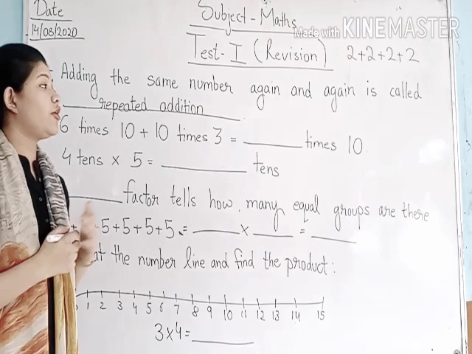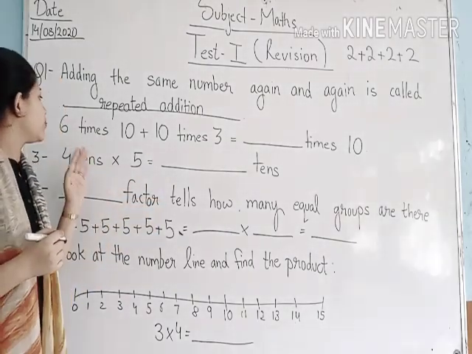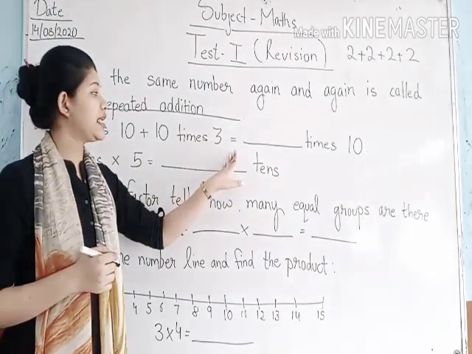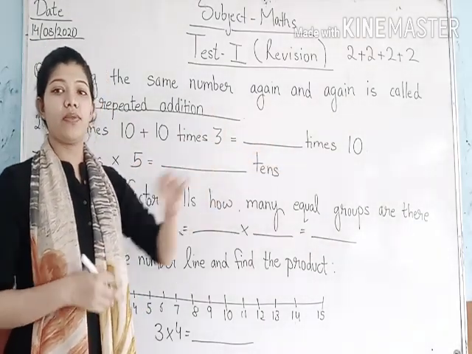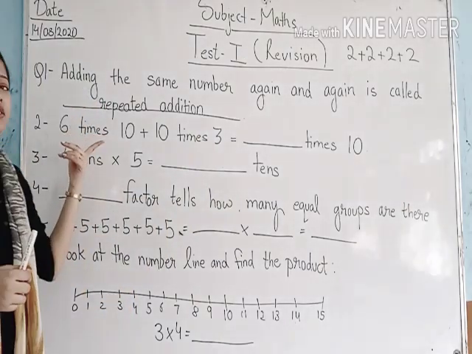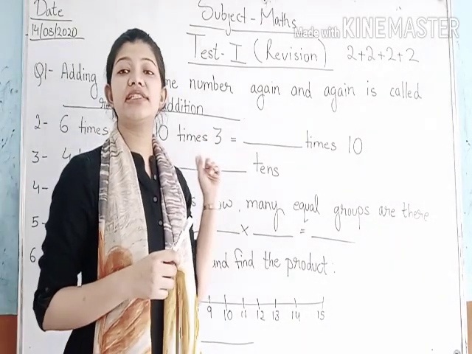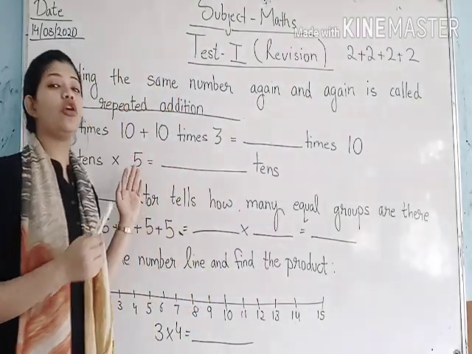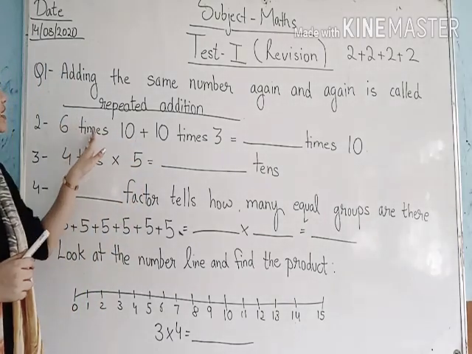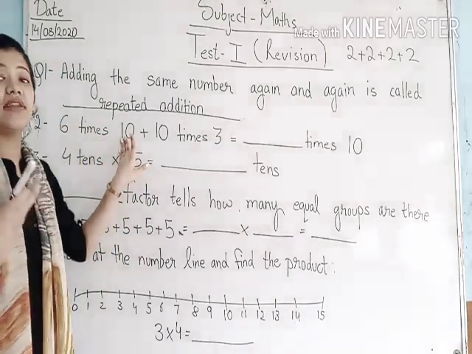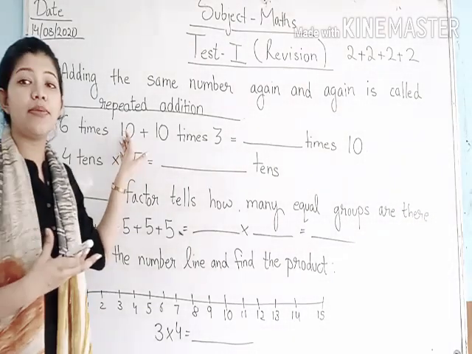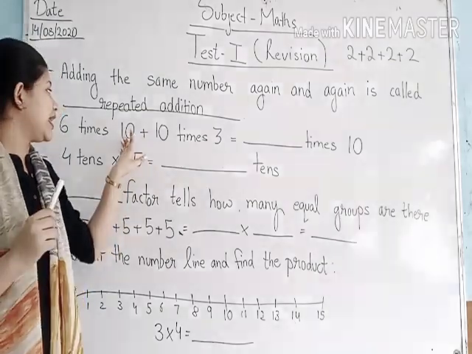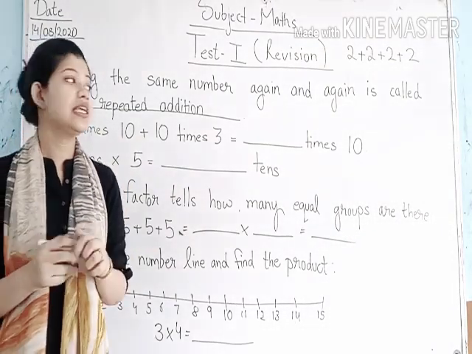Okay, clear? Now let's come to our next question. See, 6 times 10 plus 10 times 3 equals dash times 10. If you remember, we have already discussed this question in our previous videos. 6 times 10 means we are reading the table of 10, how many times? 6 times. So 10, 6 are, yes, 60.